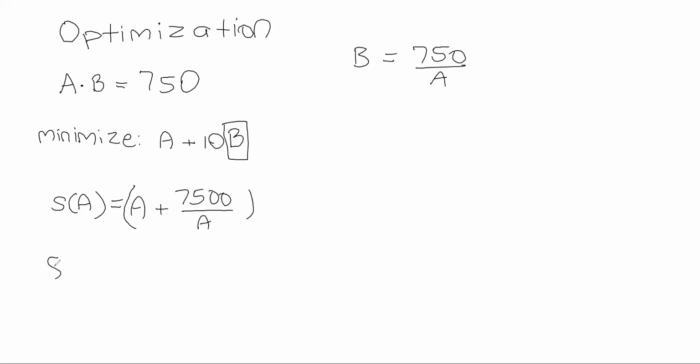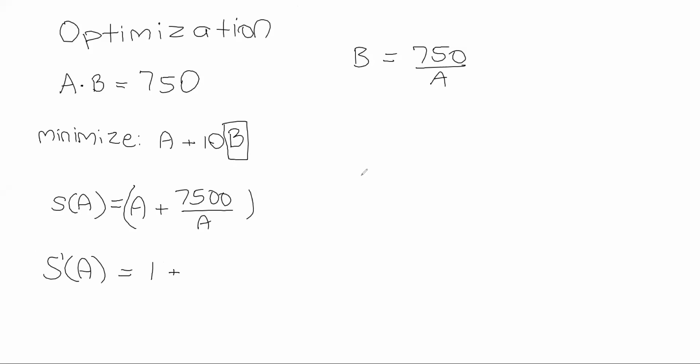So the derivative we know is f prime of A. A is just a single variable. The derivative of a single variable is just going to be 1. And then we have this right here. We have 7,500 divided by A. We want to find the derivative. So we're going to need to use the quotient rule.